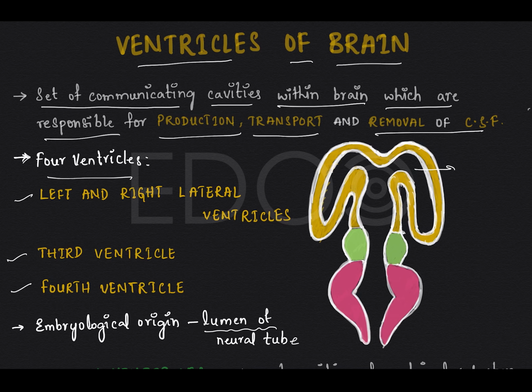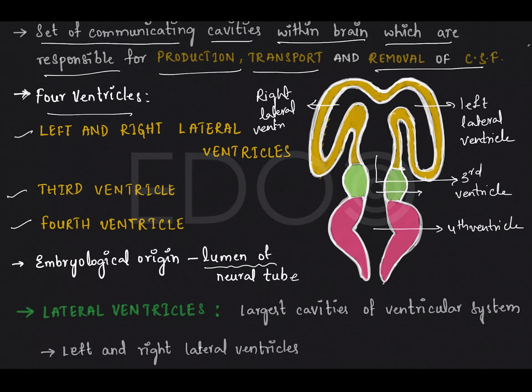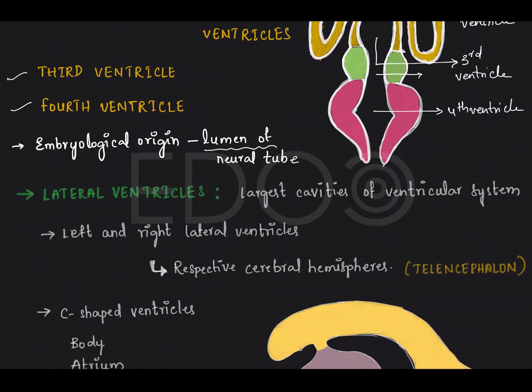So let's see in the diagram. This is the left lateral ventricle, and of course this is the right lateral ventricle, and this is the third ventricle, which is connected to fourth ventricle by cerebral aqueduct. And let's move on to the lateral ventricles.